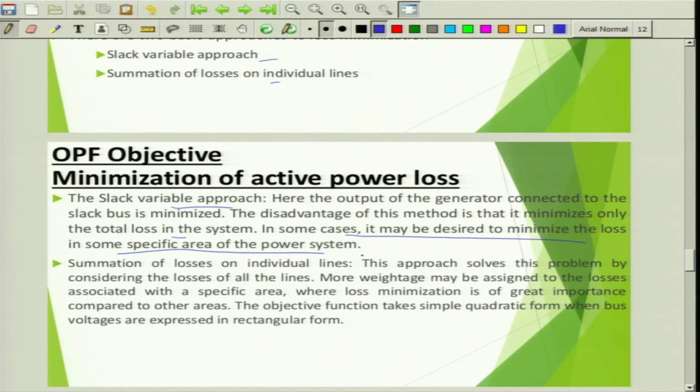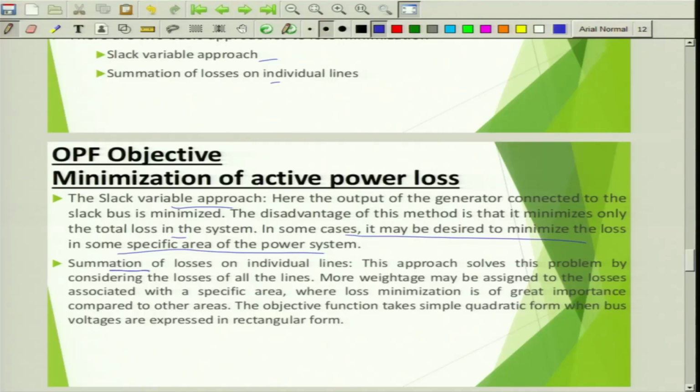You understand? No? Because there is only one slack bus, if you try to minimize the total power loss by adjusting the power output of the slack bus, or considering that there is one variable through which you can control the entire loss of the network, then what would it lead to? You may try to minimize the entire loss, but if there are specific case studies where area specific loss minimization needs to be taken into consideration, you cannot do that using the slack variable approach. It is for the entire network.